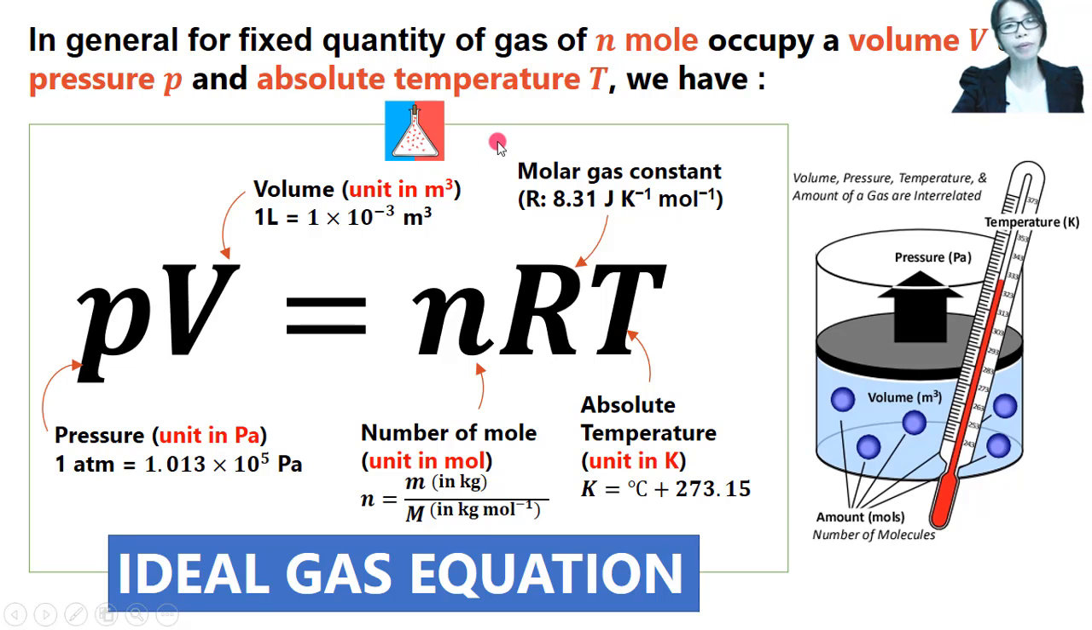So if a problem doesn't give us the quantities in SI units, then we have to do the unit conversion, class. Bear in mind, make sure all these variables are in SI units before you use the ideal gas equation to solve the problem.